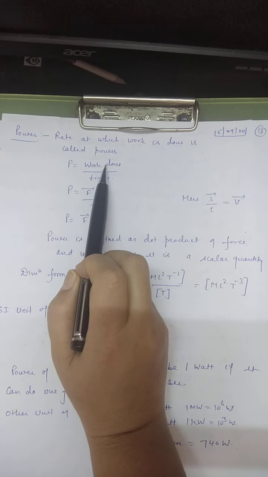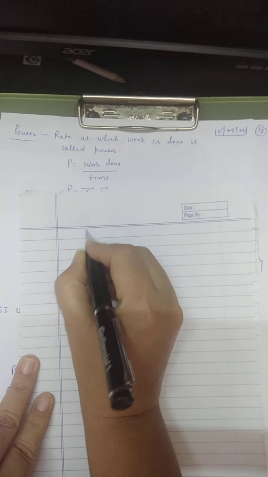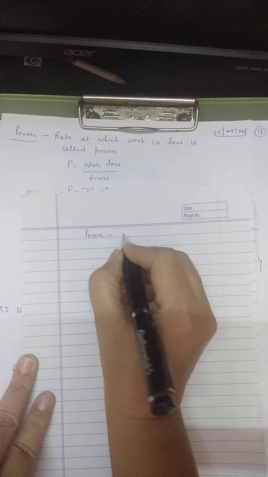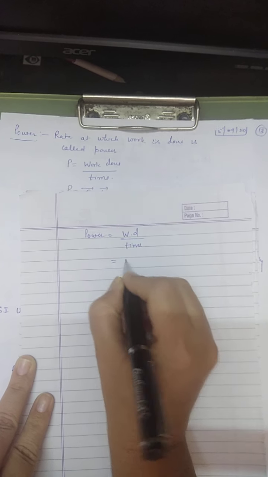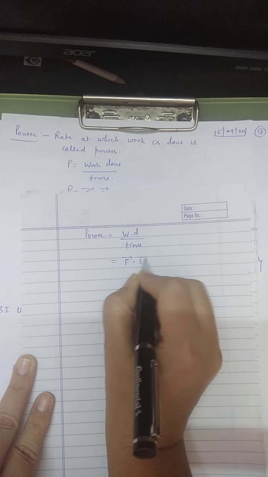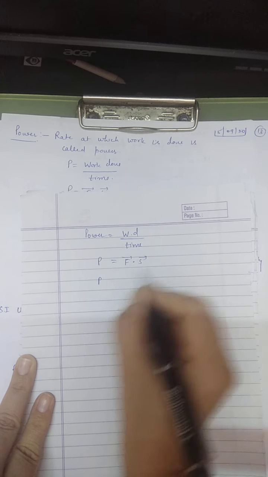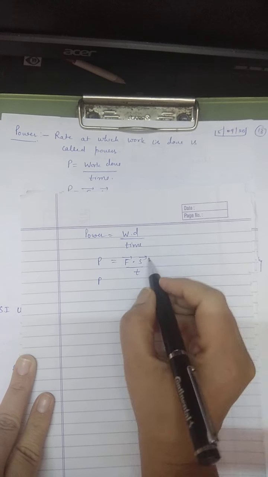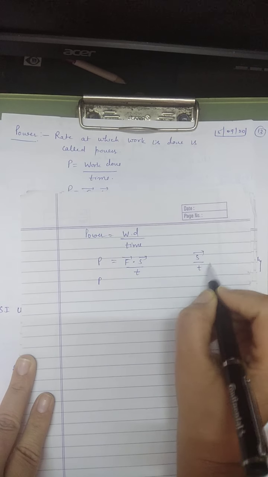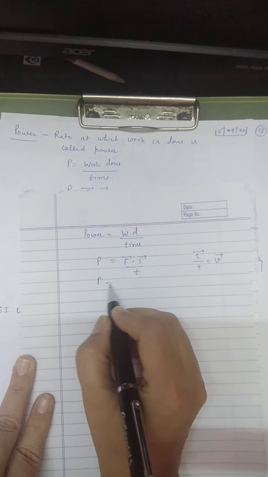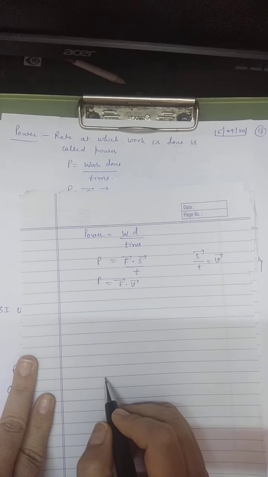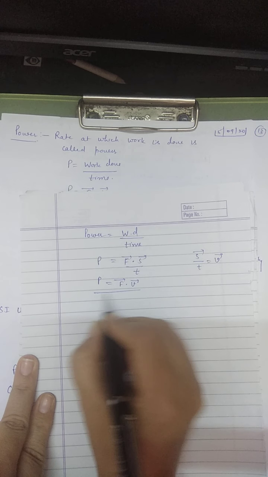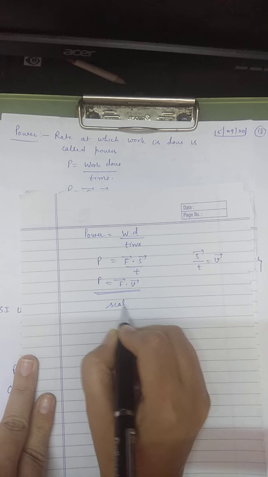So what is the formula for power? Power is work done upon time. Mathematically you can define power as work done divided by time, right students? What is work done? F dot S, right? This is divided by time t. Now what is S divided by t? It is the velocity v. So power is equal to F dot v. It is the dot product of force and velocity, and it is a scalar quantity.